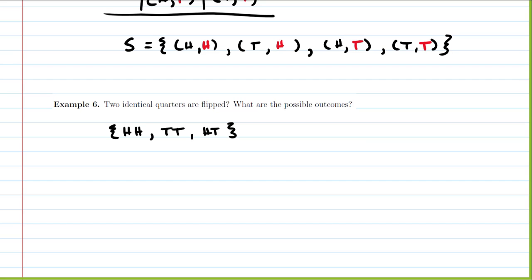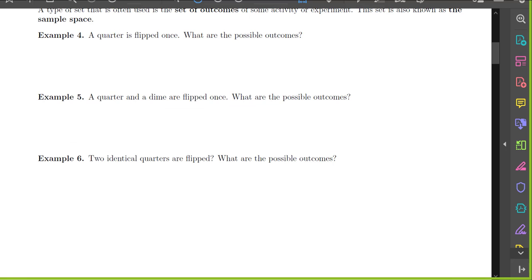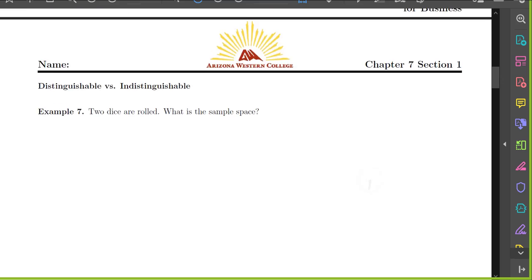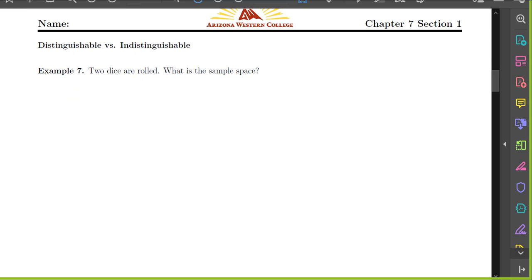So knowing if we can distinguish objects or if things are distinguishable is going to be important because it's going to change probabilities. Because if we can't distinguish objects, then this probability space would only have 3 things as opposed to 4. We have a couple more examples that we'll use to illustrate this idea. In fact, that is our next topic. Distinguishable versus indistinguishable.